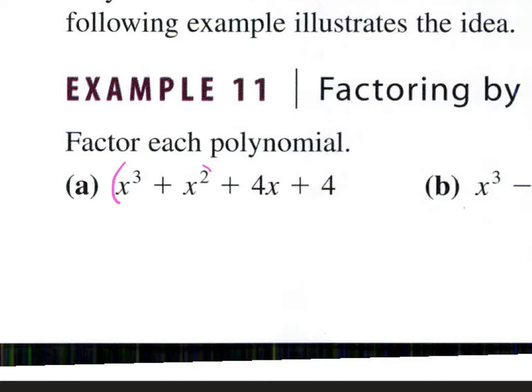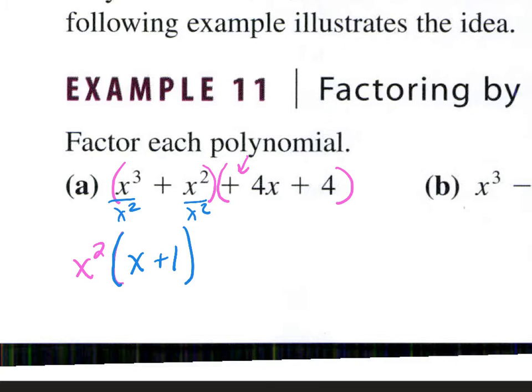I'm going to group. And I want you to notice how I group, guys. Whatever is with this middle term here, whatever the sign is, stays with it. And you'll see why in a second as we go through. But in this first parenthesis of x cubed and x squared, what can I take out? What do they both have? x squared. Okay, so I can take out x squared. And when I do, x cubed divided by x squared is x. And x squared divided by x squared is plus 1.